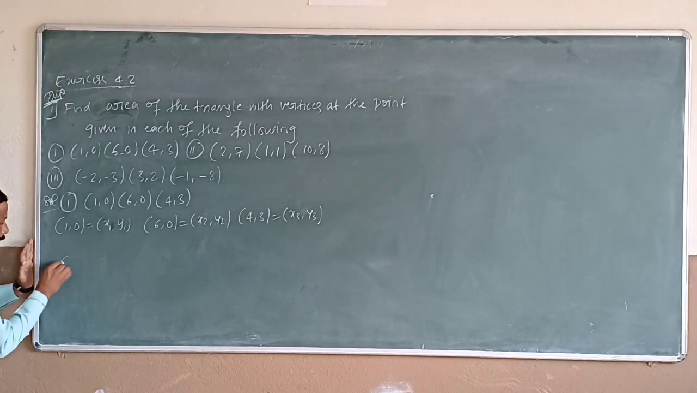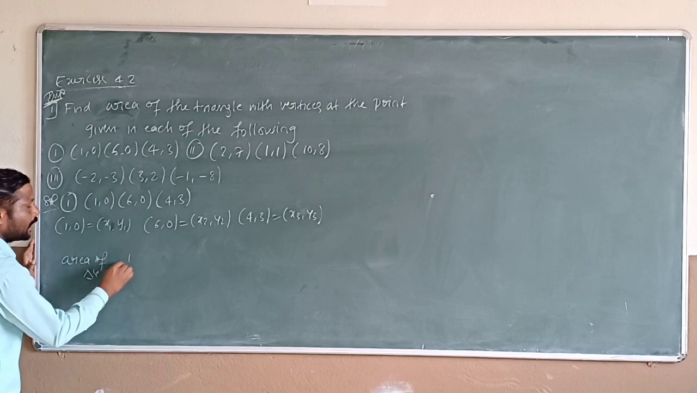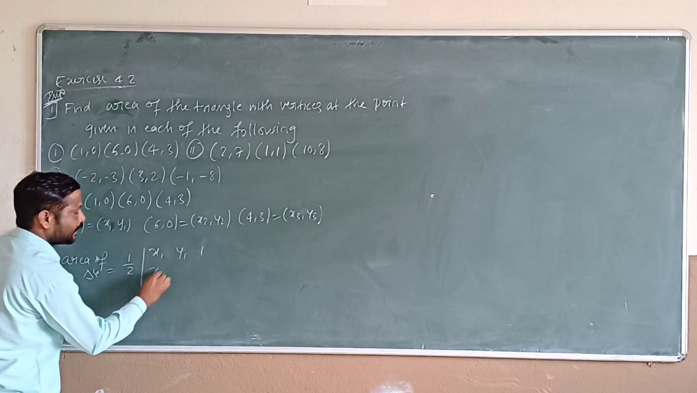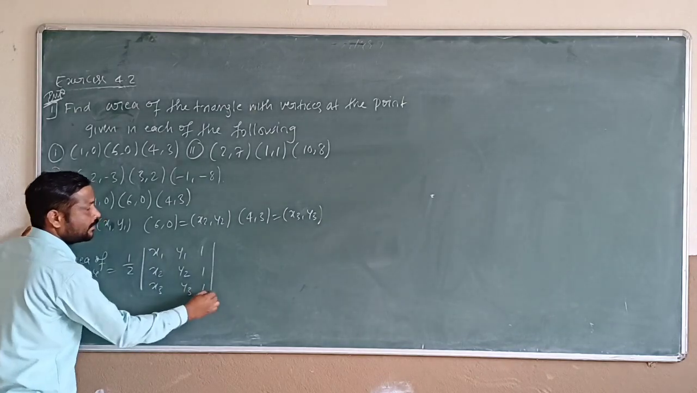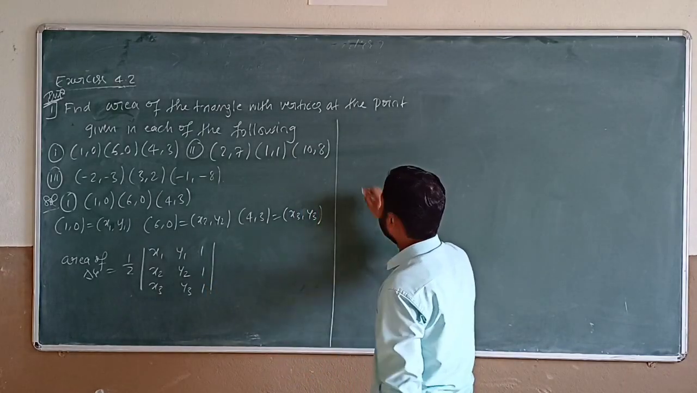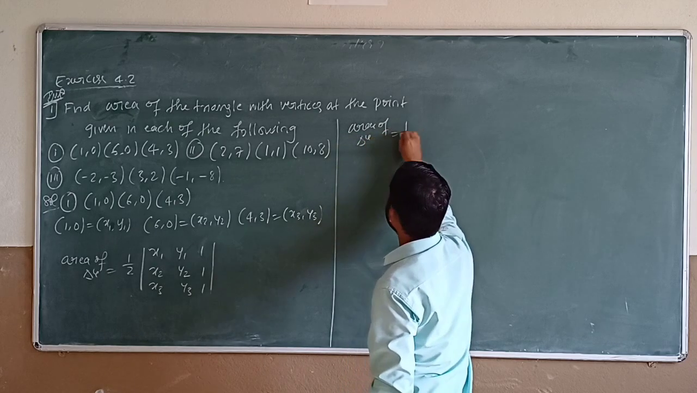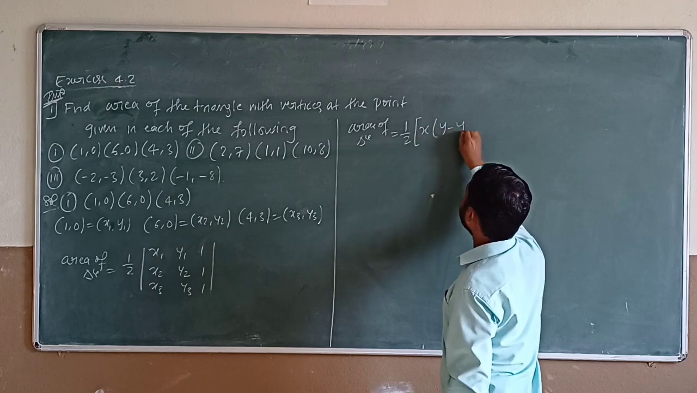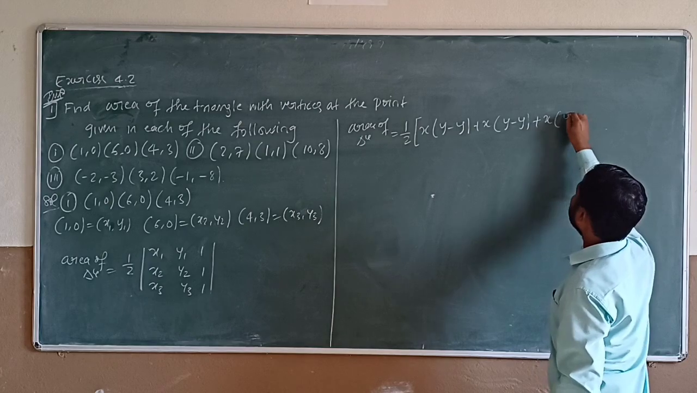Already we know that the area of the triangle is equal to the formula, that is 1 by 2 into the determinant of x1, y1, 1 and x2, y2, 1 and x3, y3, 1 now. Right? Again, by the expansion of the given determinant, the area of the triangle becomes 1 by 2 into x1 into (y2 minus y3), plus x2 into (y3 minus y1), plus x3 into (y1 minus y2).